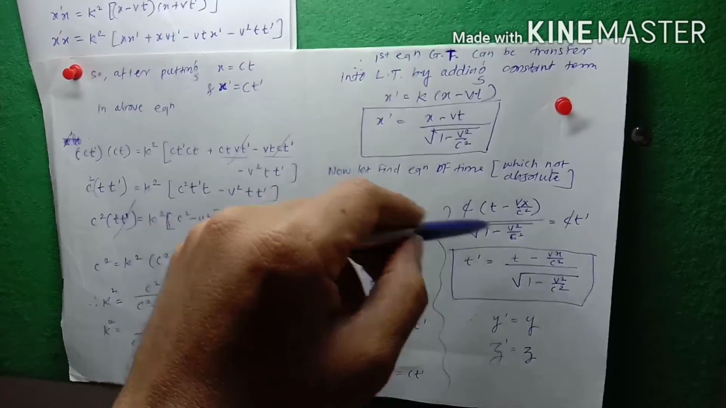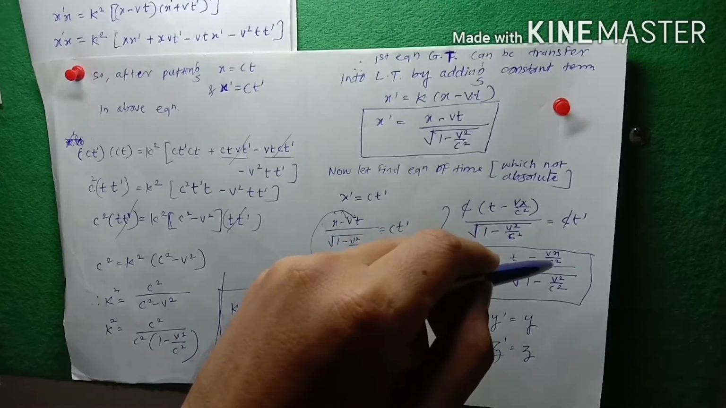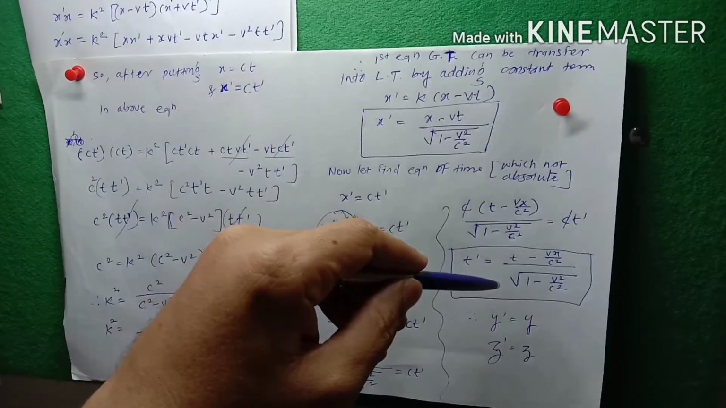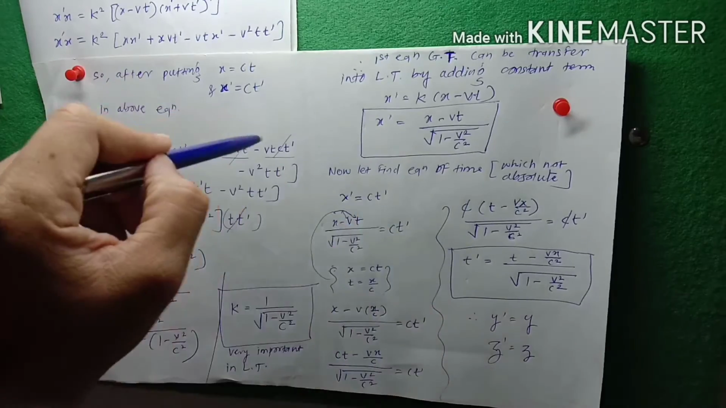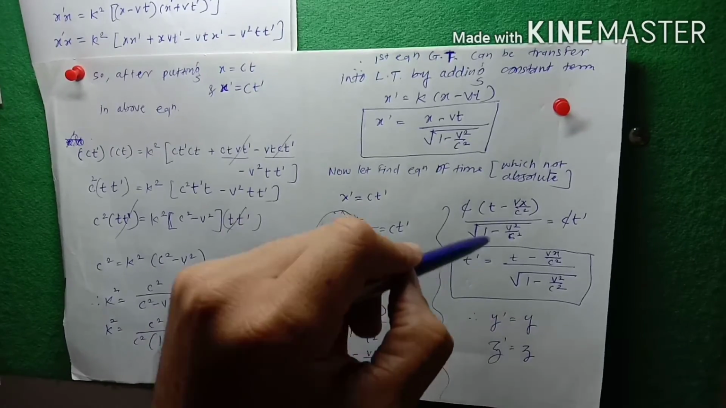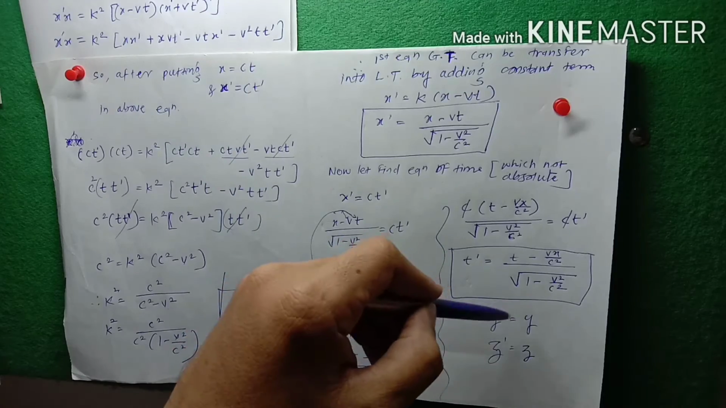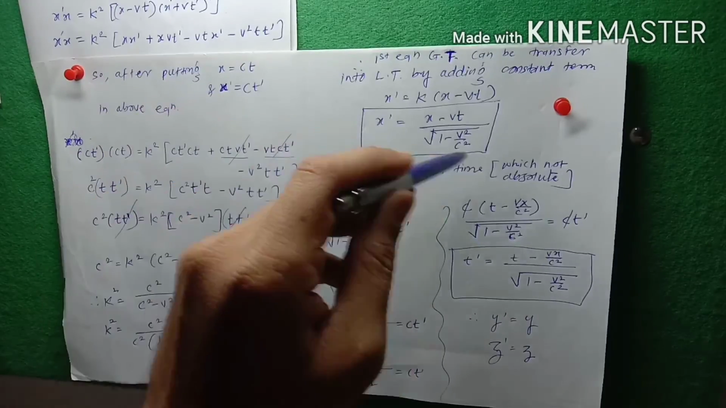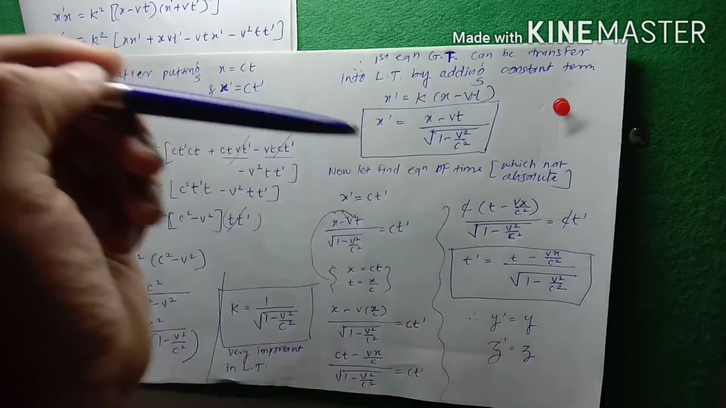And when we cancel, we get the equation t dash is equal to t minus vx by c square divided by under root 1 minus v square by c square. That is the equation of time in Lorentz transformation, which says that time is not absolute, time is changing. The other two coordinates y dash and z dash will remain as they are, but only the coordinate along the direction of motion, which is x, will be changed, and the equation of time will be changed.